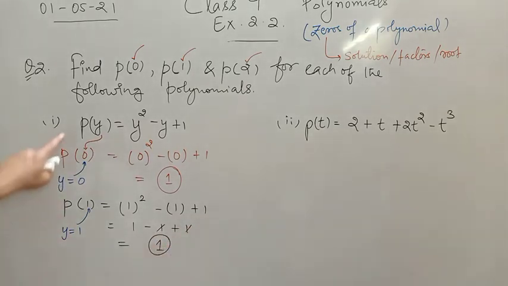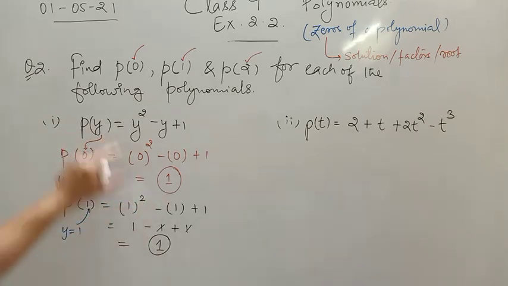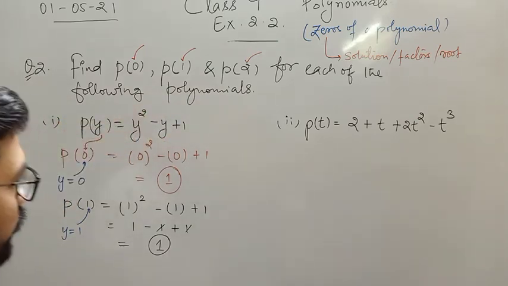That means p0 is equal to 1, and p1 is also equal to 1. And this algebraic expression is a quadratic polynomial, right? With highest degree 2.